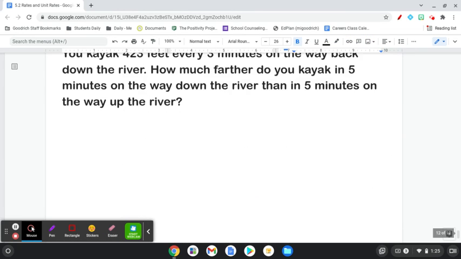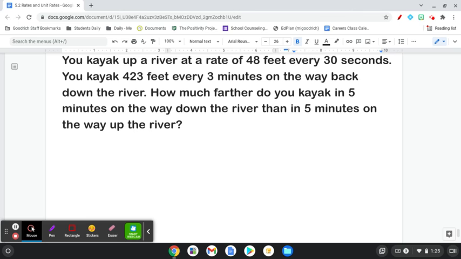All right, we've got one more question for today. You kayak up a river at a rate of 48 feet for every 30 seconds. You kayak 423 feet every 3 minutes on the way back down. How much farther do you kayak in 5 minutes on the way down the river than in 5 minutes on the way back up? So really we have two different questions here.